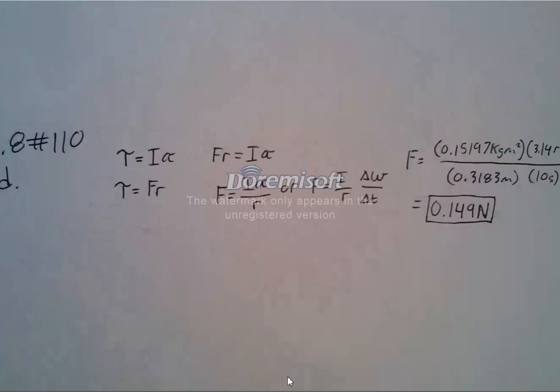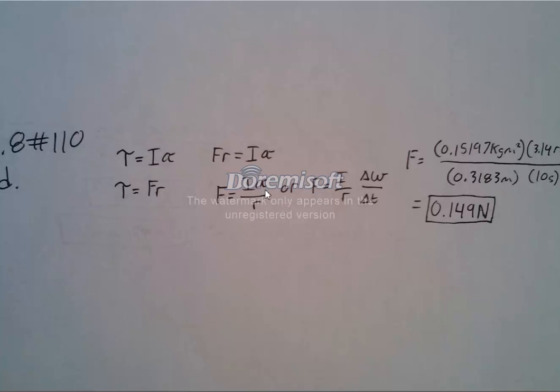And finally, hopefully it doesn't cut off right here, but part D asks us what is the magnitude of the force. So we'll use several equations. The torque equals inertia times angular acceleration, and the torque equals force times r. So we can set these equal to each other, and then we'll get F alone. F equals inertia times angular acceleration over r.